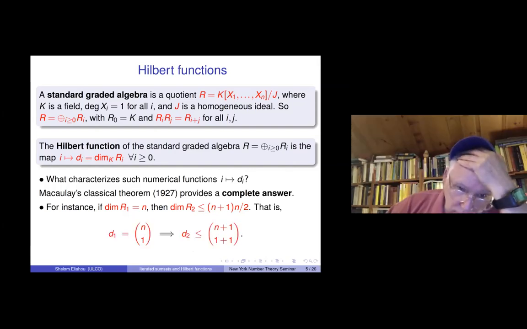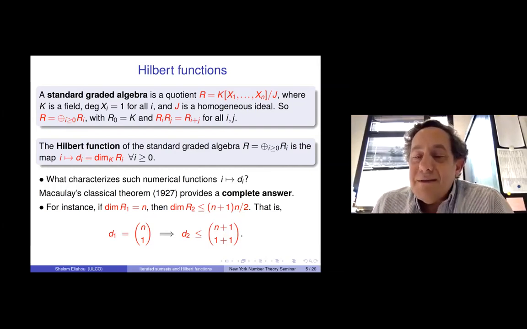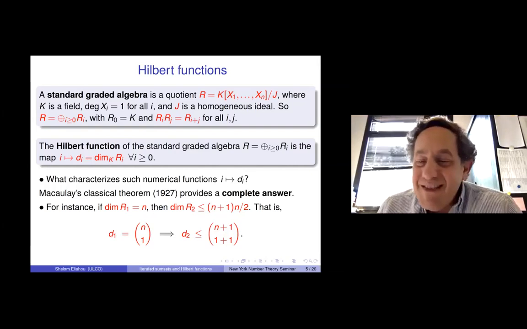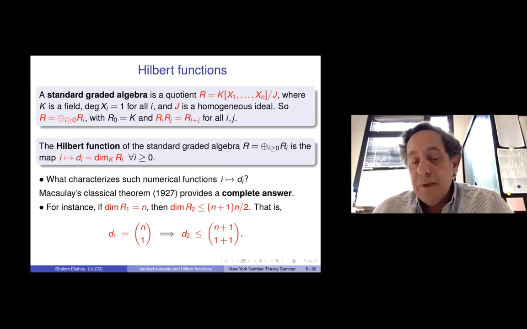And so let me encode this as follows. It means if D1 is equal to this binomial coefficient, then D2 is bounded above by n plus 1 over 2. And now the great thing is that 2, I write it as 1 plus 1. This is very important for the sequel. You will see why in a minute. So remember that implication. If D1 is encoded by the binomial coefficient n over 1, then D2 is bounded above by the same coefficient where I add 1 to the top and the bottom.